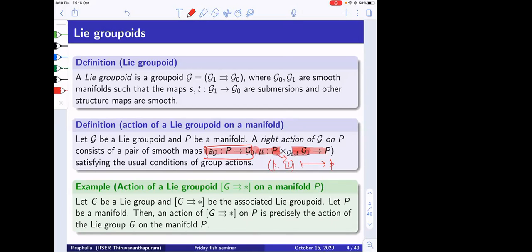Now, some examples of an action of a Lie groupoid on a manifold. If you take a Lie group G and the associated Lie groupoid, an action of this Lie groupoid on a manifold P is simply an action of this Lie group G on the manifold P. That's the first example.